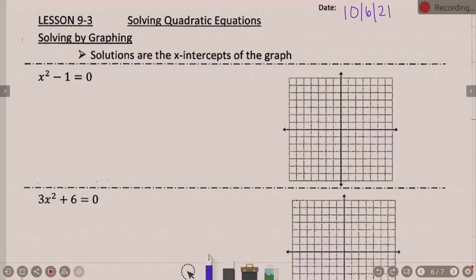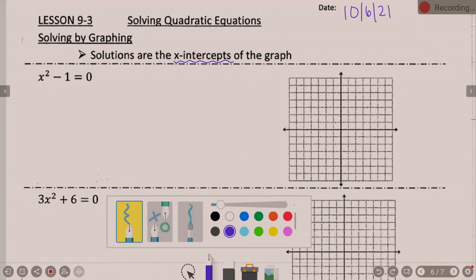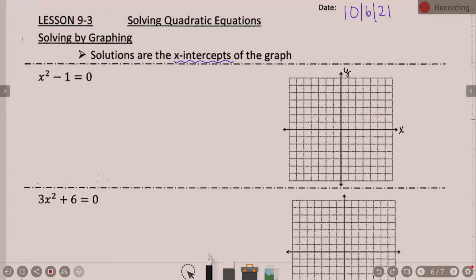And so when we do that, we're going to be looking at the fact that the solutions are the x-intercepts. What do I mean x-intercepts? Where the graph crosses the x-axis. Okay, so what we need to do here is we need to graph this, and we need to figure out where it crosses the x-axis.